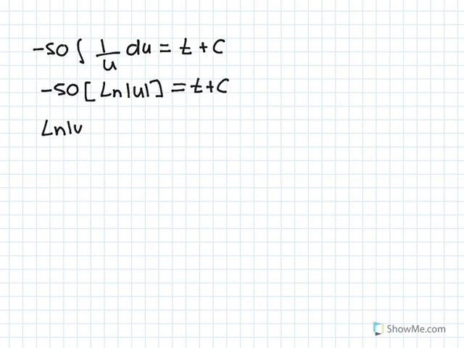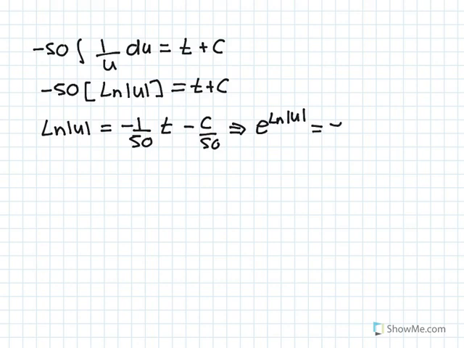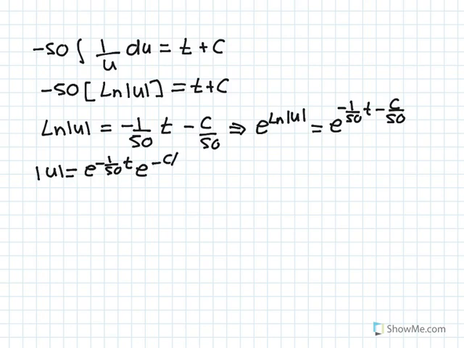So we get log of u is equal to negative 1 over 50 times t, minus c over 50, dividing both sides by negative 50. Now exponentiate both sides, and we get e to the log of absolute value of u is equal to e to the negative 1 over 50 t minus c over 50. We exponentiate both sides so we can recover u, so we can get rid of the log function. So we have absolute value of u is equal to e to the negative 1 over 50 t times e to the minus c over 50. We separate the exponentials using the exponential law.